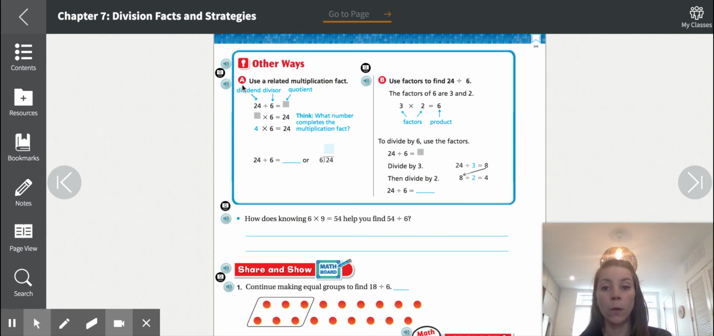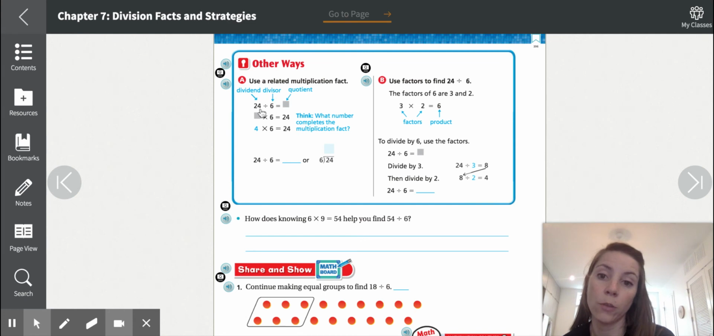So the first way is A. It says use a related multiplication fact. So if we're trying to figure out 24 divided by 6 equals box, we're trying to find what's the mystery number behind the box. And they kind of reminded us of some math vocabulary here. The first number in division is called the dividend. The second number is called the divisor, what you divide by. And then the answer is the quotient.